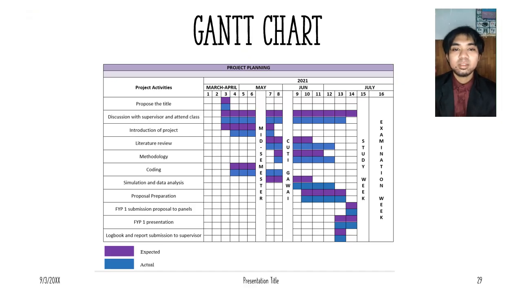Gantt chart. This shows the activities throughout the semester for FYP1. It took almost 14 weeks to finish the proposal and the meetings with the supervisor.